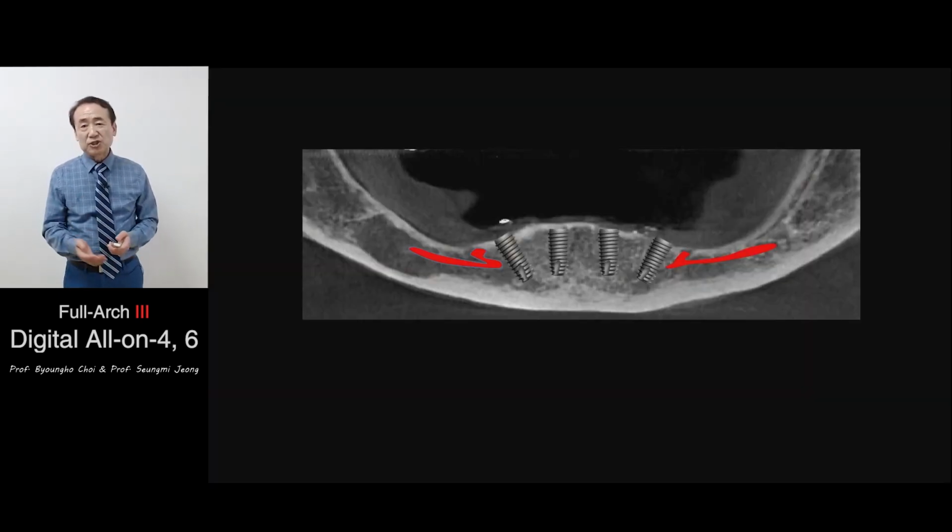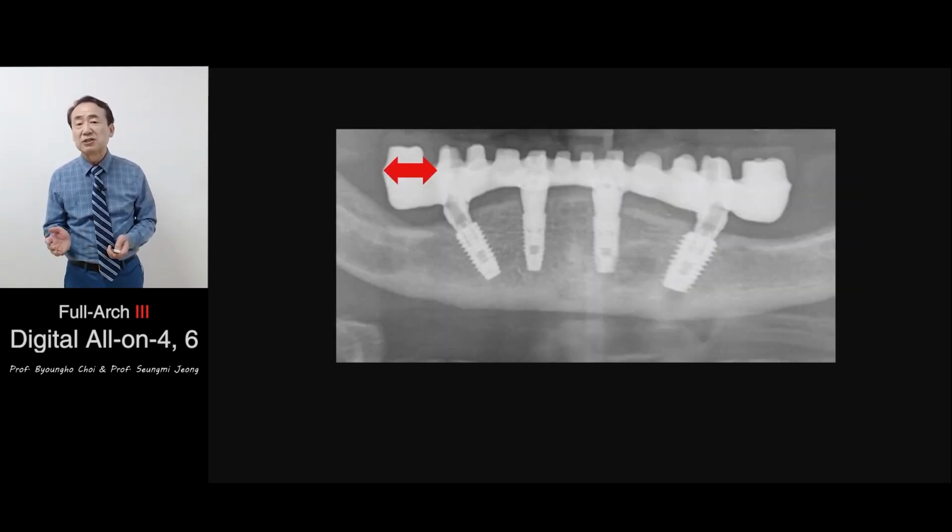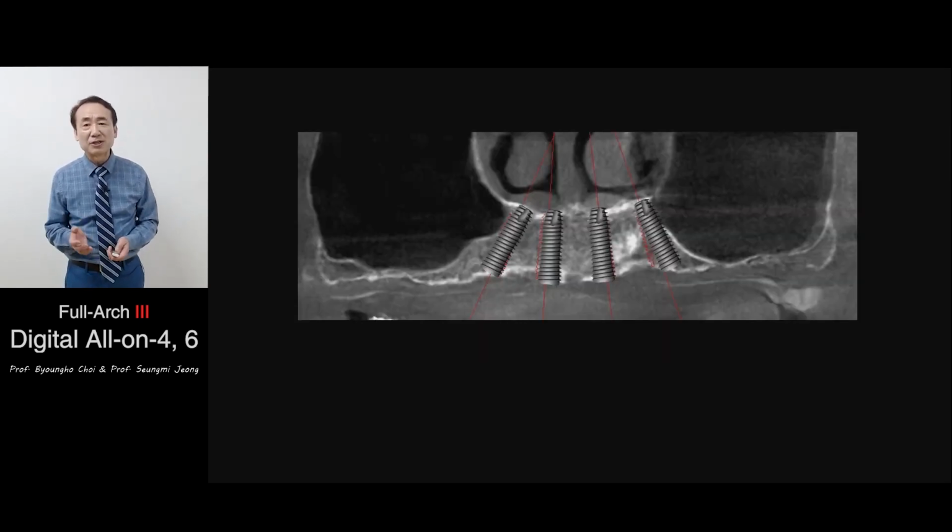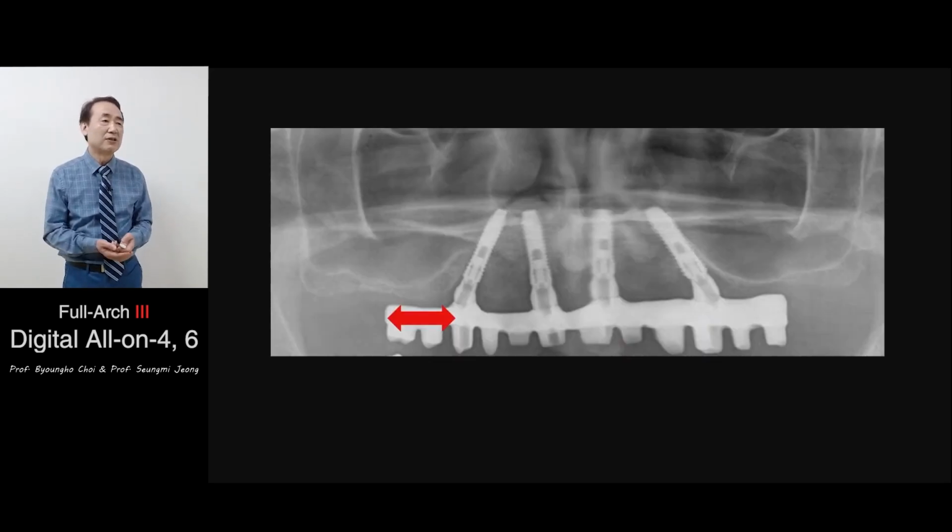If you place tilted implants like this, you can decrease the cantilever length. In the maxilla as well, you can place tilted implants like this. You can decrease the cantilever length of the prosthesis.